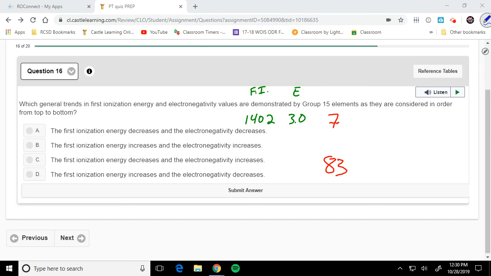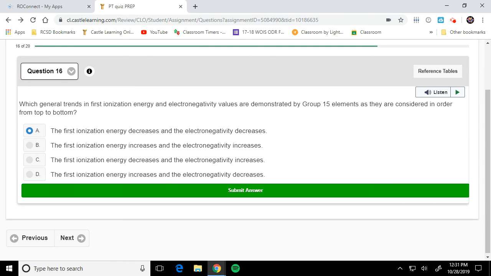And then for the other element, 83, I have 703 and 1.9. So this is going down and this is going down. Look it up. They both decrease. So I just picked the answer that says they both decrease. This is a straight up look it up question. They both decrease. So decrease, A.